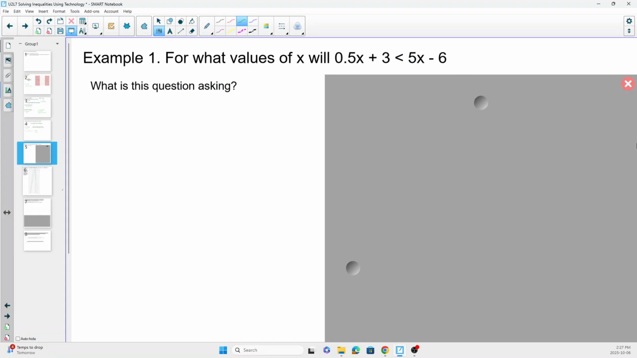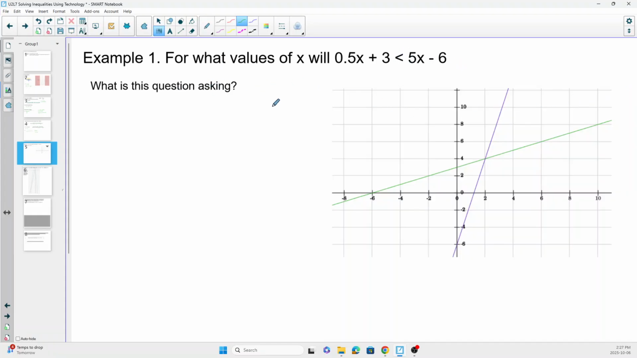So I'm going to show you the graph of these two functions, and here we have a linear function with a y-intercept of +3. So hopefully we know that that's this one here, the green line. And this one over here, the y-intercept of -6, is going to be our purple line. And really what this is asking us is what values of x will green be less than purple, or in other words, we could think about it, will green be below purple?